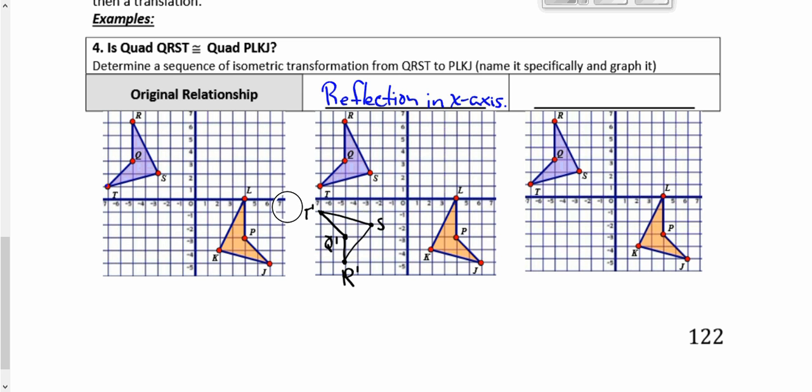Now I'm looking at it. It's doable, but too many steps. So let's try again. 1, 2, 3, 4. 1, 2, 3, 4, 5. Like that. That's 1, 2, 3. T is way back here. Q should be up here. 5. I'm not going to bother labeling it right now just for time's sake.